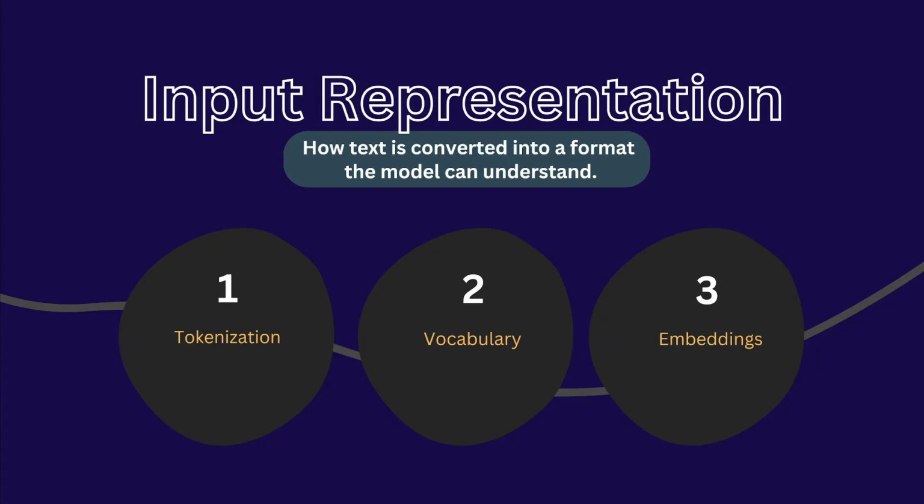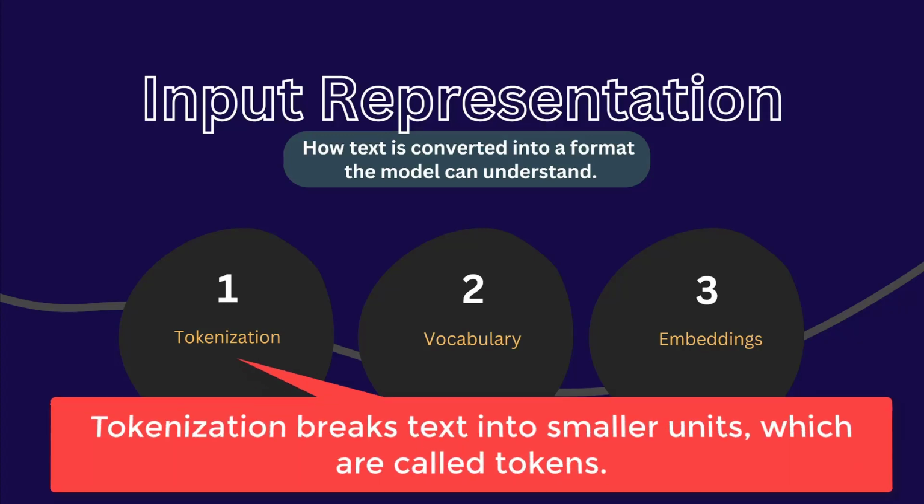So before the model can process texts, they must be converted into a format that the model can understand. This is input representation. This input representation involves three tasks. The first one is tokenization. The second is vocabulary, and the third is embeddings.